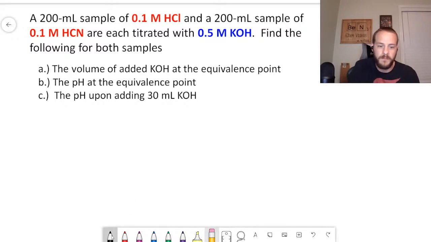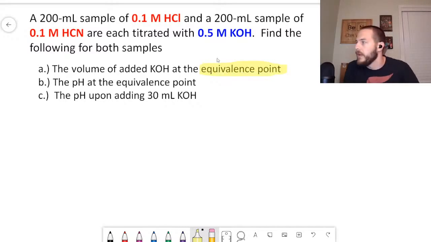Okay, so let's say we start with, we're looking for A, right? The volume of added potassium hydroxide required to reach the equivalence point. Now, it's important to remember what this term is, equivalence point. I was trying to highlight it. There it is. So what does equivalence point mean exactly?